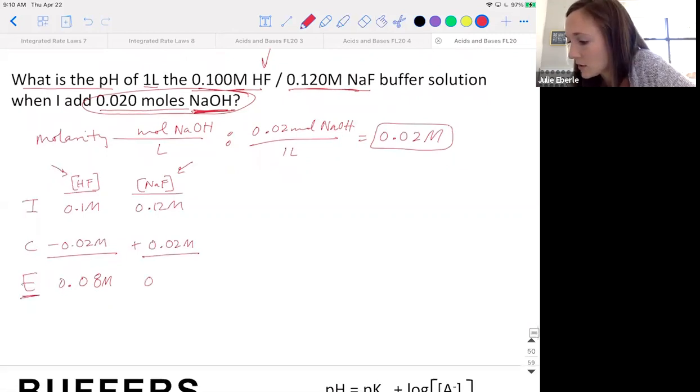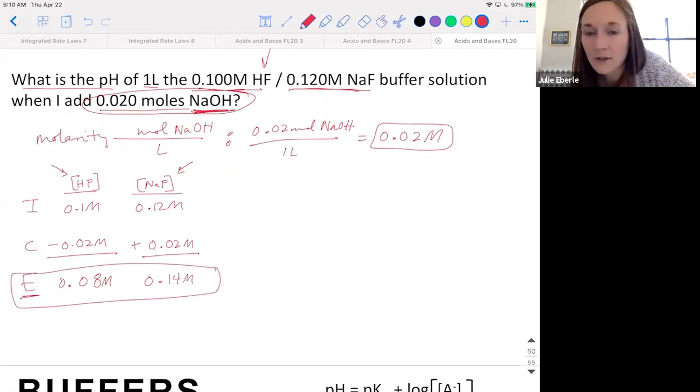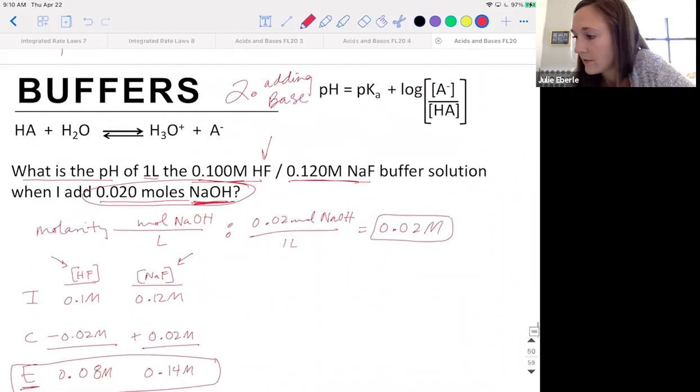So the new concentration is 0.14. These concentrations are what you plug into the Henderson-Hasselbalch equation. And I have that right here for us. pH equals, what was our pK? We have that on the previous slide.